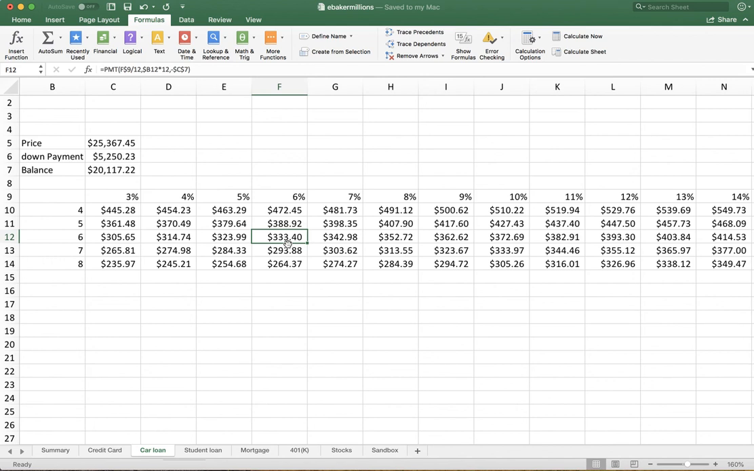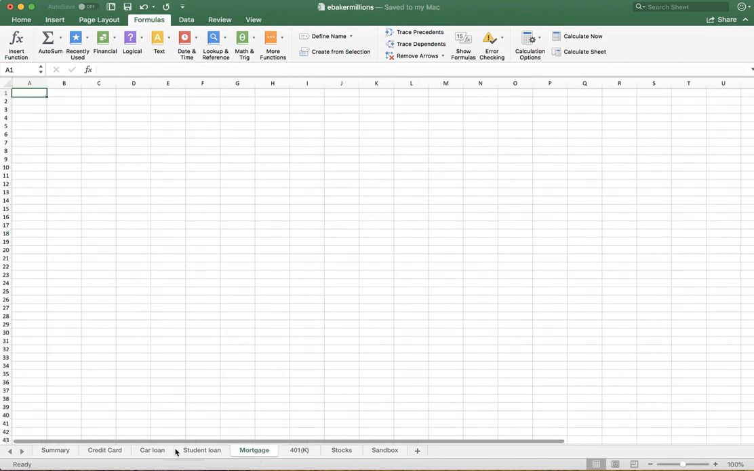In the next video, I'm going to do the mortgage. And before we do, let's learn how to move a sheet. And down here, we have the mortgage sheet. I want it before the student loan, so I'm simply going to click on it, hold the mouse button down, and drag it to the place I want. That's how we move a sheet. And there we have it.